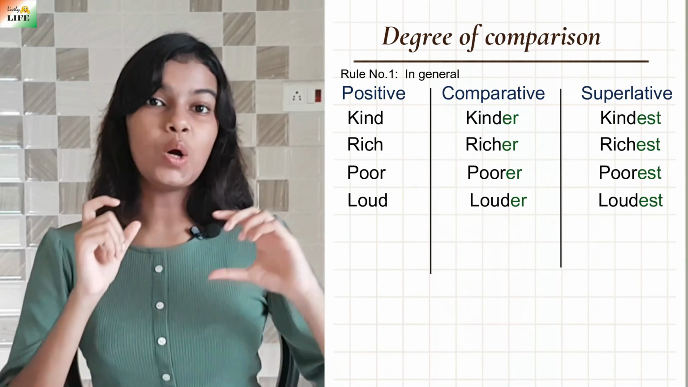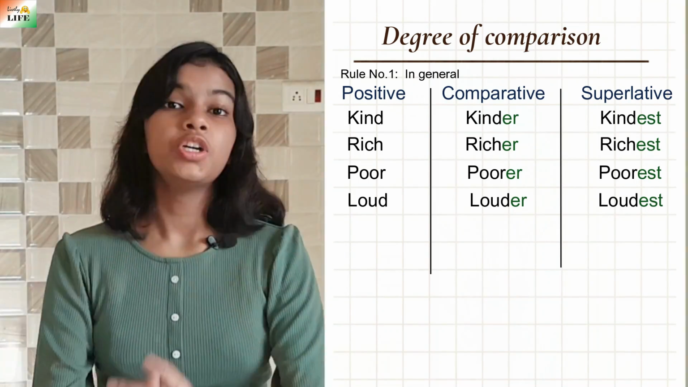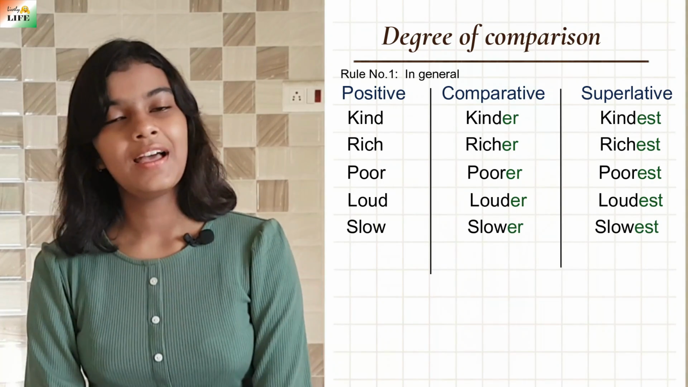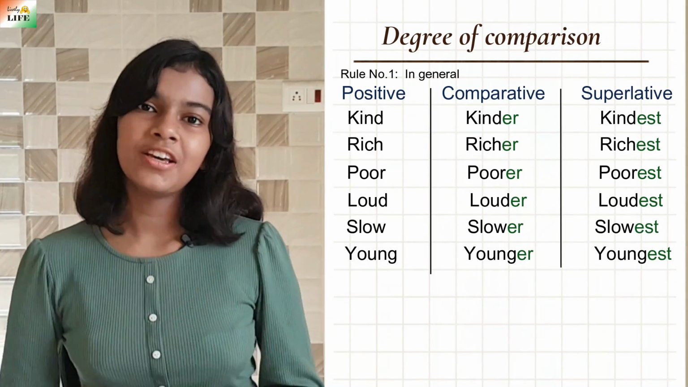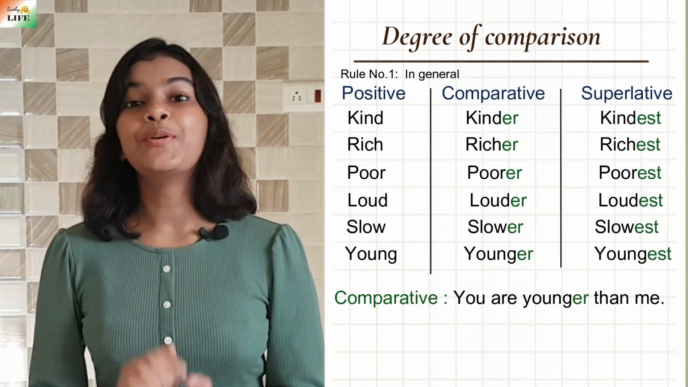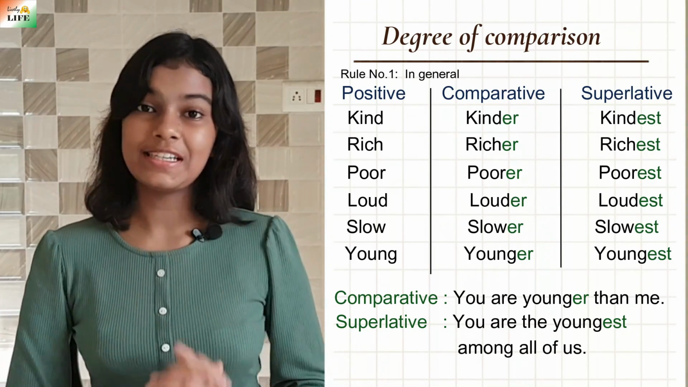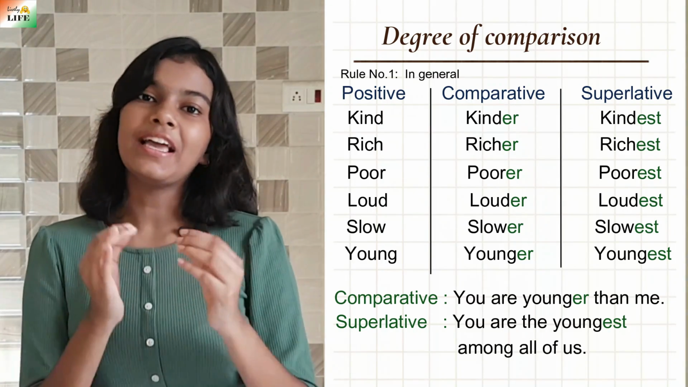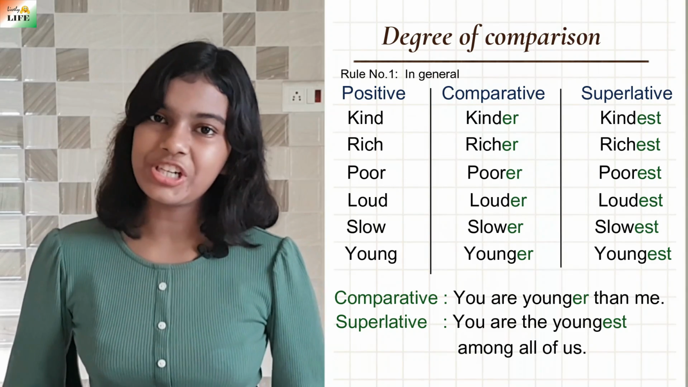Loud, louder, comparative, loudest, superlative. Slow, slower, slowest. And then we have young, younger, youngest. You are younger than me, talk to me respectfully. Okay, or you are the youngest among all of us. That is where we use it. But this is the general form. Not everywhere can we use ER and EST to form the comparative and superlative adjectives.